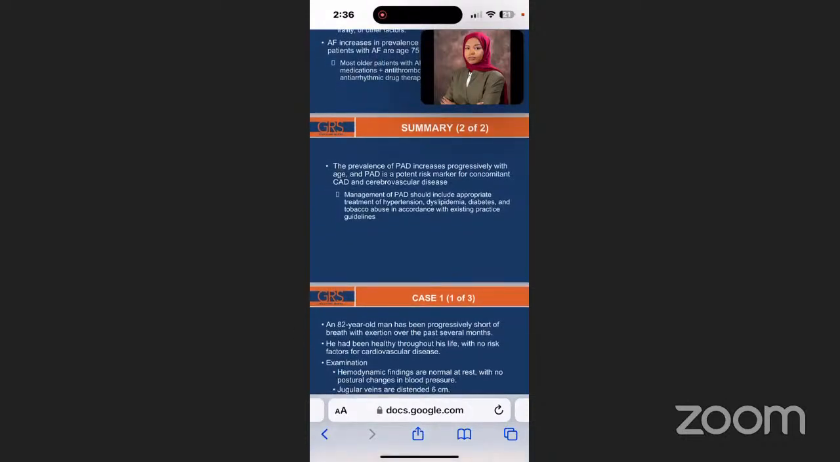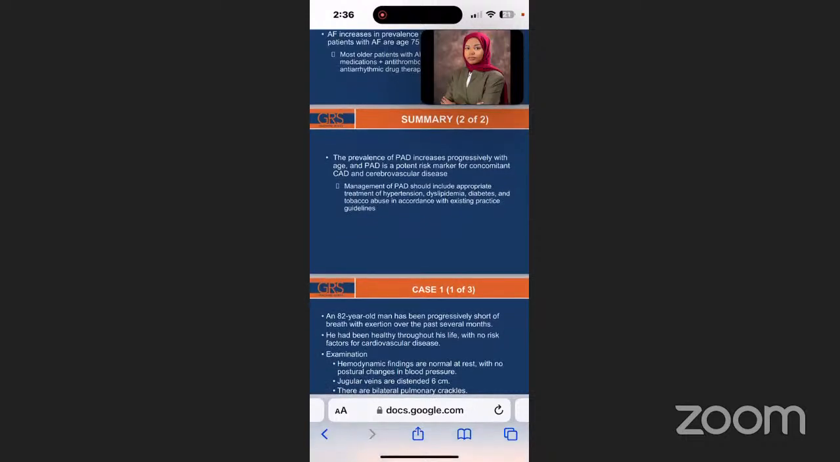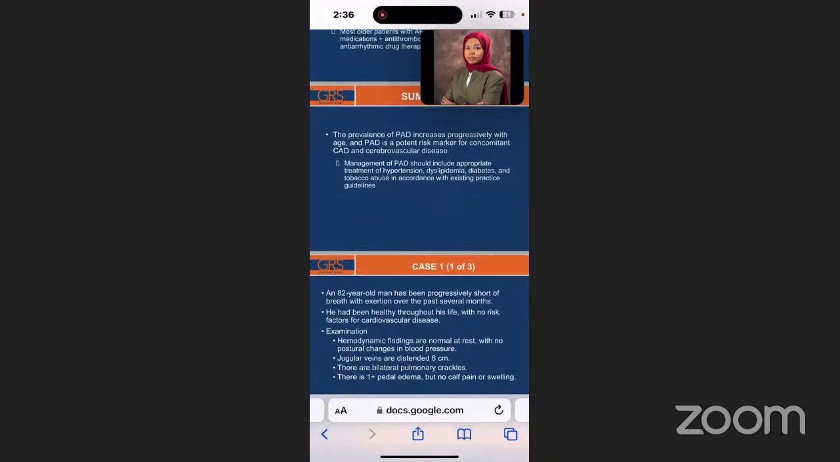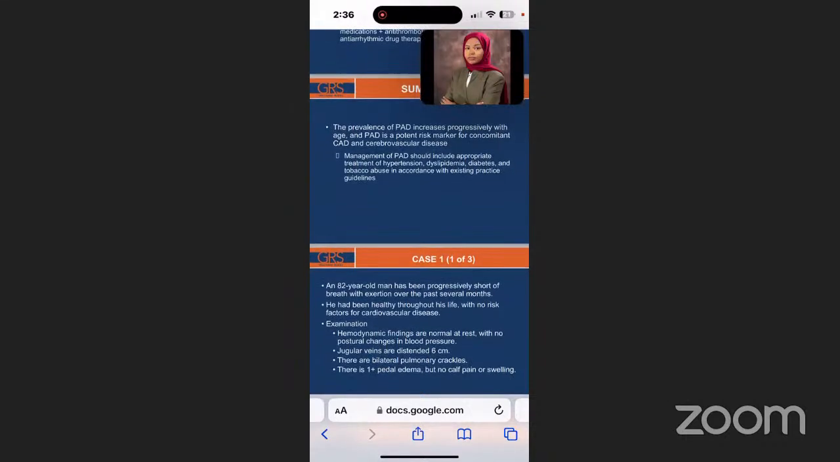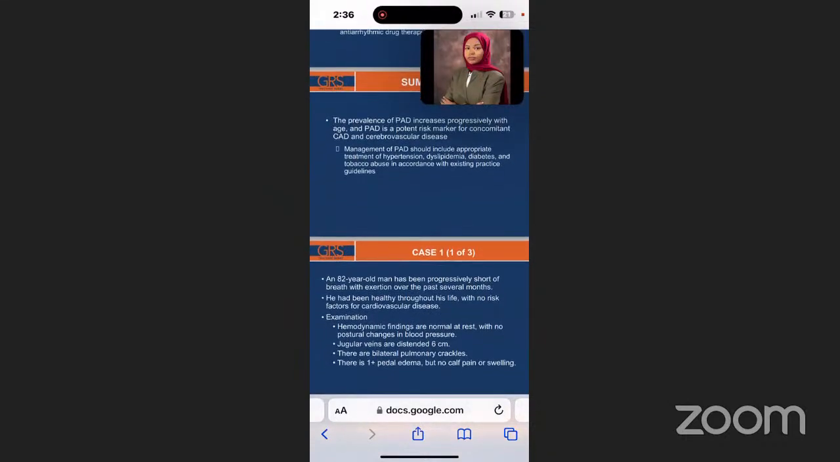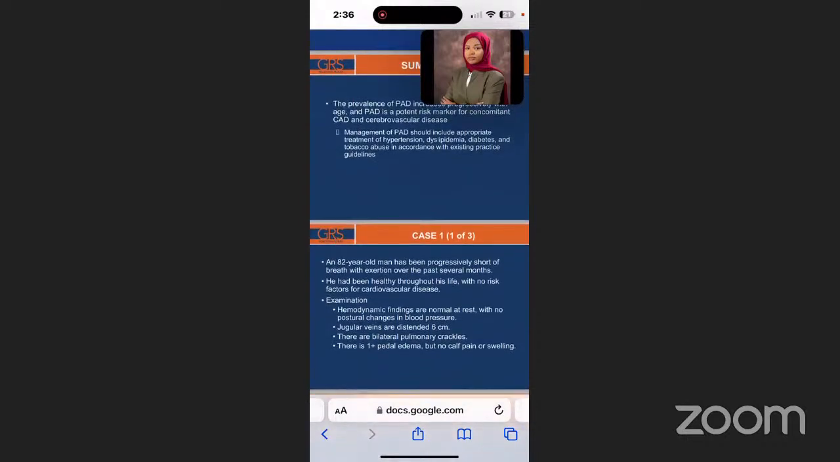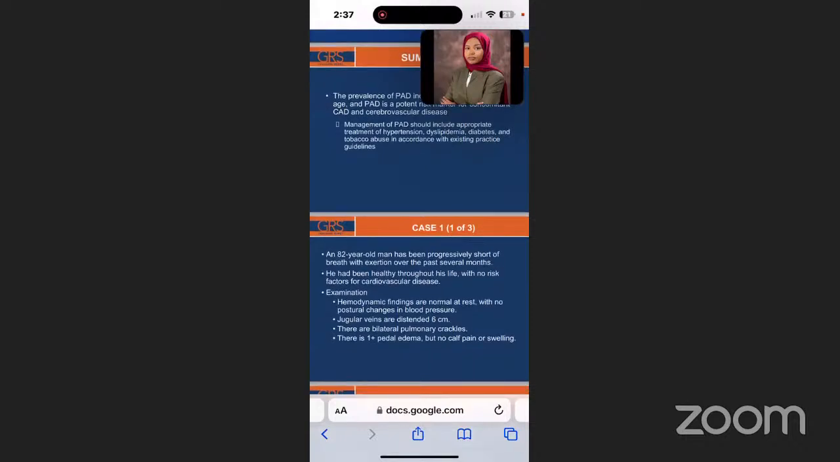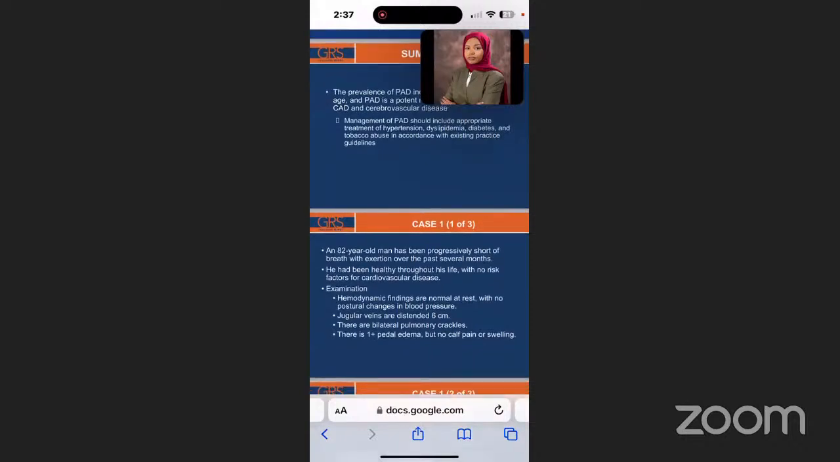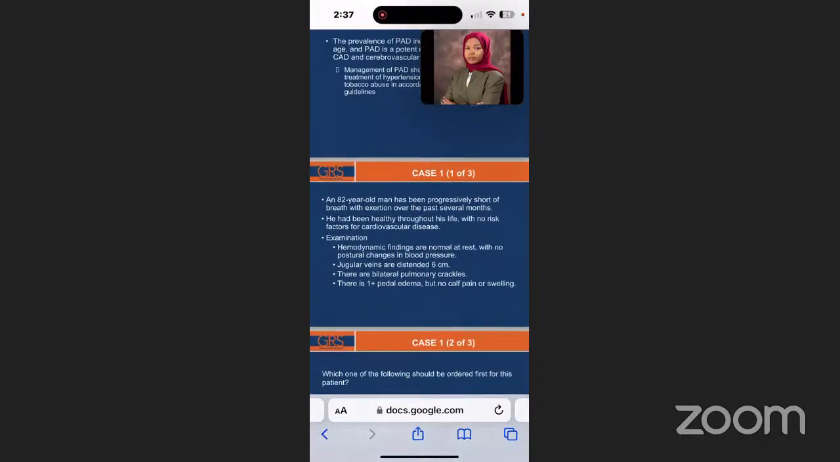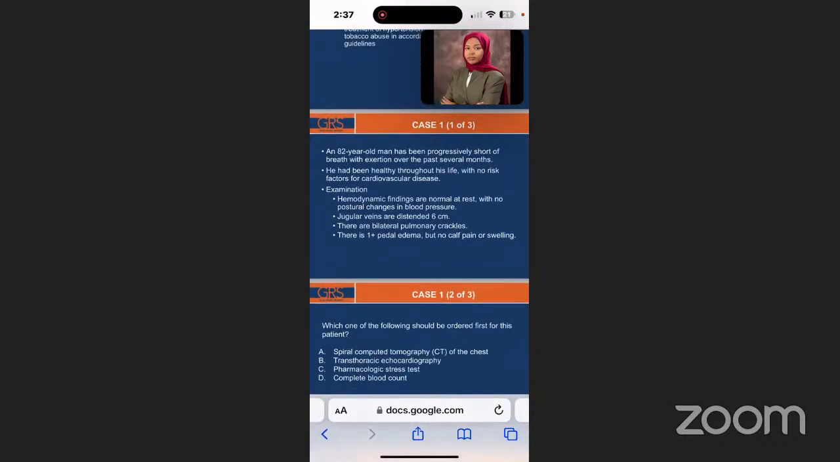The prevalence of peripheral artery disease, as we said, increases progressively with age, and is a potent risk marker for concomitant cardiovascular disease and cerebrovascular disease. Management should include appropriate treatment for hypertension, dyslipidemia, diabetes, and tobacco abuse in accordance with the existing practice guidelines. We can go ahead and see case number 1.